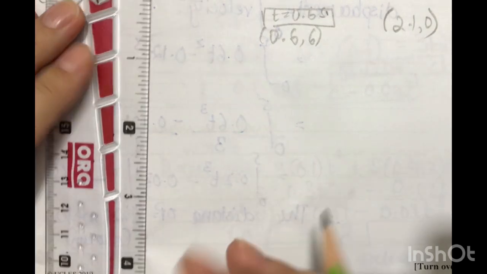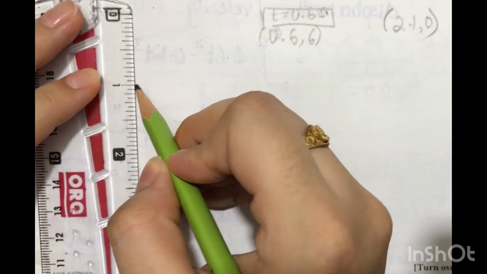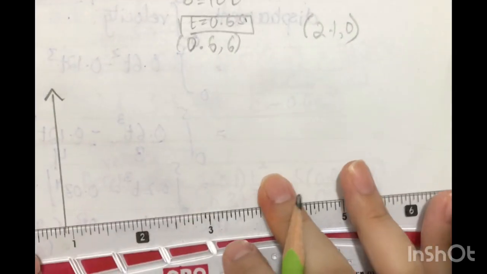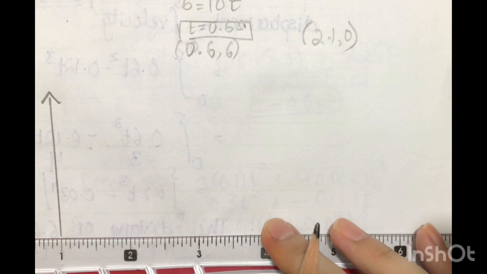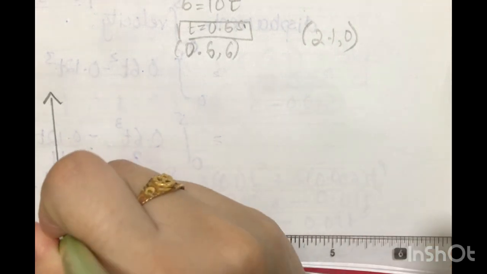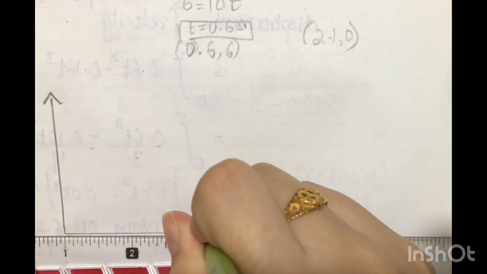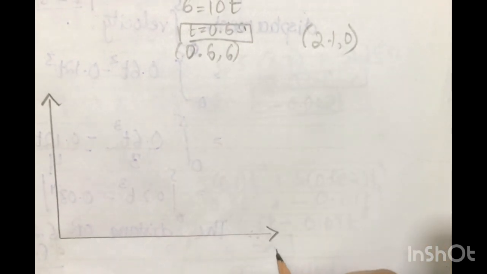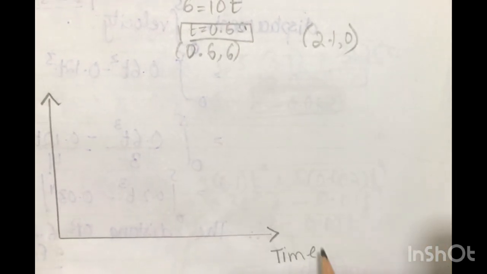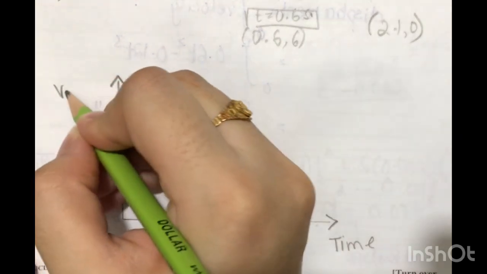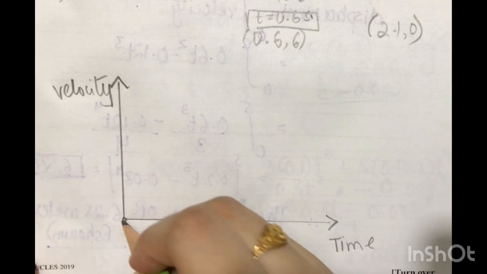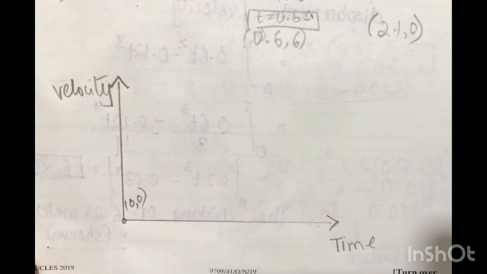We need to get a scale and measure. So I am taking 2 units on this axis, and then I'm taking 3 units. Label your graph. The x-axis will be time and the y-axis will be velocity. When t is equal to 0, velocity is 0. You can mark your points.